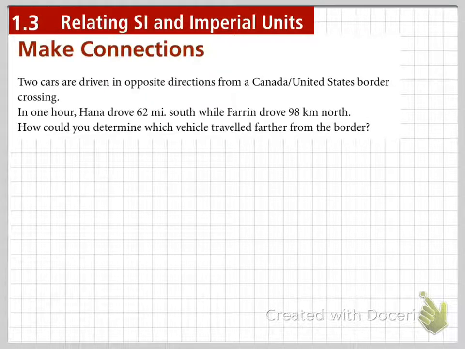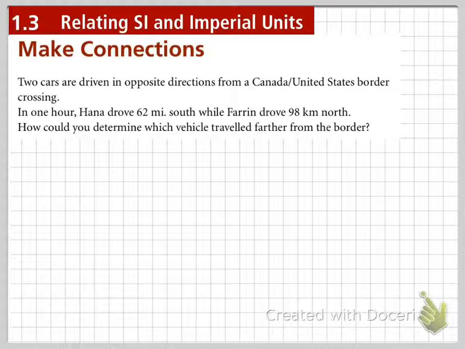Okay, we're moving on to topic 1.3, relating the imperial units and SI units, or the metric system. In making connections, two cars are driven in opposite directions from the Canada-US border crossing. In 1 hour, Hannah drove 62 miles south, while Farron drove 98 kilometers north. How could you determine which vehicle traveled farther from the border?